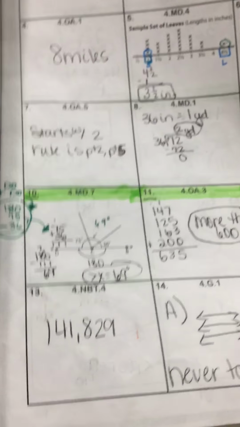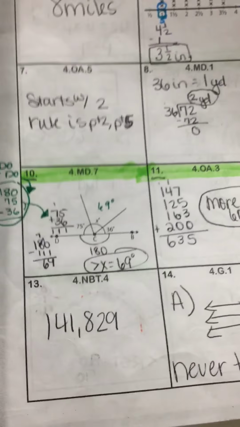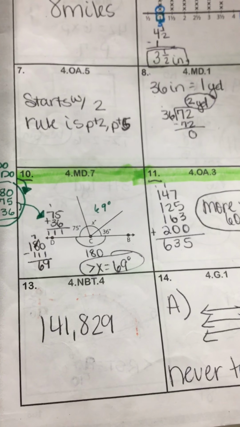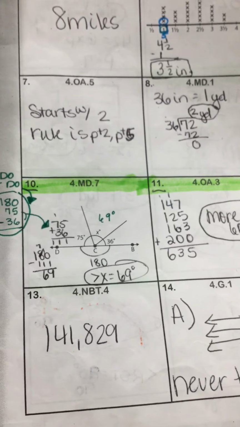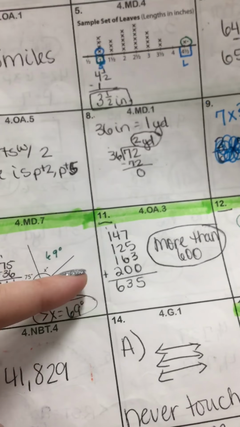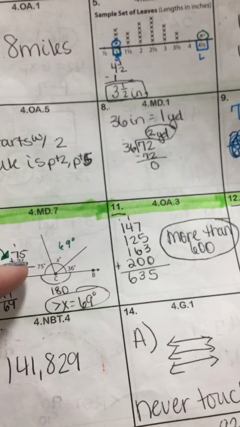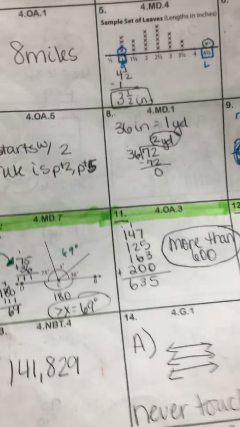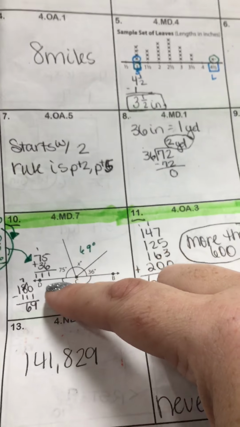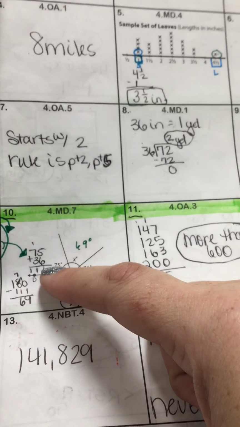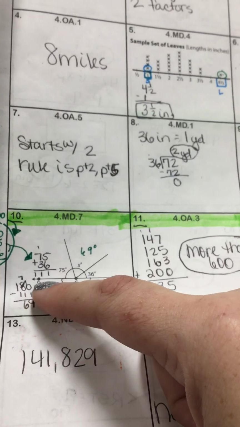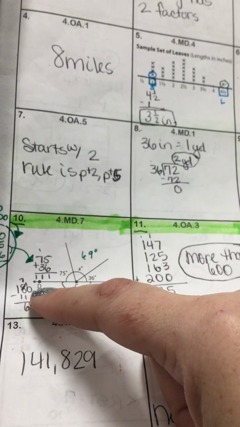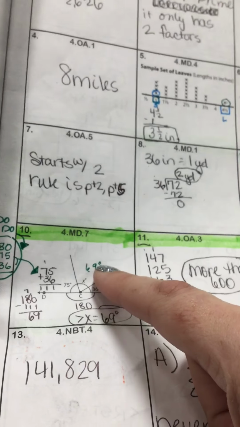This next one down here is one where they tell them that line DCB is equal to 180. So what we talked about is that we knew two of the angles. That was the 75 and 36. So we would have added those two together to get 111, and then we would subtract that total from the total that we knew, which was 180. So 180 minus 111 gives us 69, which is that leftover value.